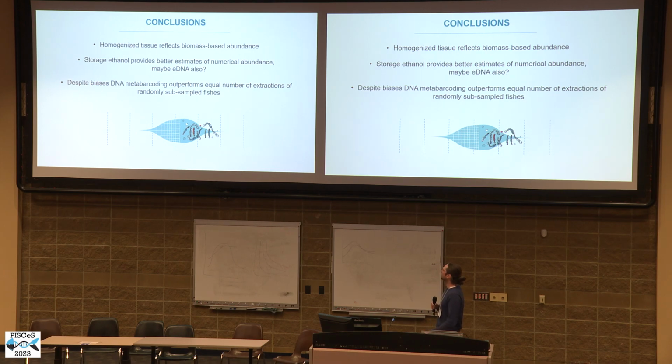Okay. So I've shown that homogenized tissue reflects the biomass-based abundance more so than the ethanol-based approach, which seems to produce more numerical abundance results. So I think this is important when we start to think about doing eDNA for this kind of study. And despite the biases that you see, it seems that it still doesn't jeopardize all the advantage that you get from being able to process way more individuals, which is known to be really important for larval fish.